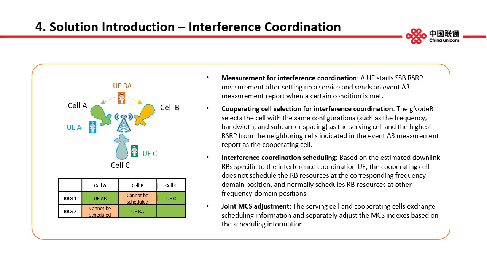Interference coordination scheduling. Based on the estimated downlink RBs specific to the interference coordination UE, the cooperating cell does not schedule the RB resources at the corresponding frequency domain position, and normally schedules RB resources at other frequency domain positions. Joint MCS adjustment. The serving cell and cooperating cells exchange scheduling information and separately adjust the MCS indexes based on the scheduling information.